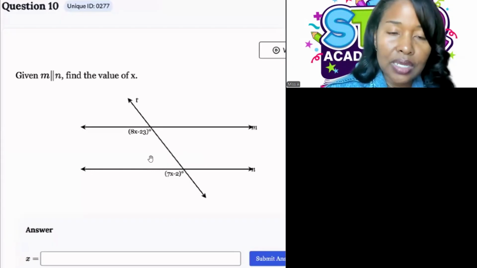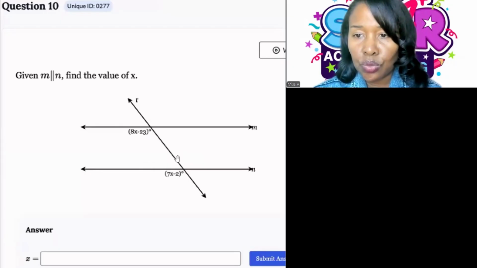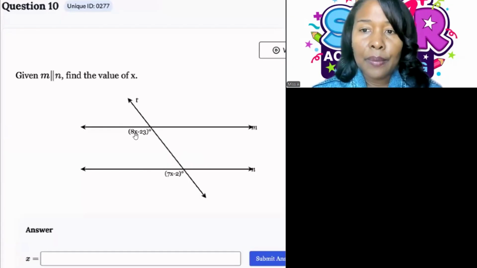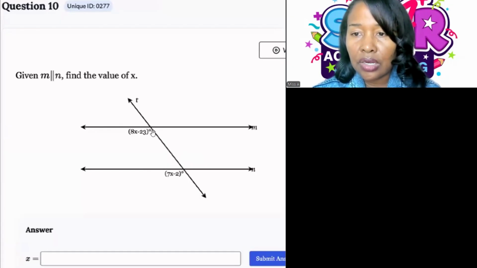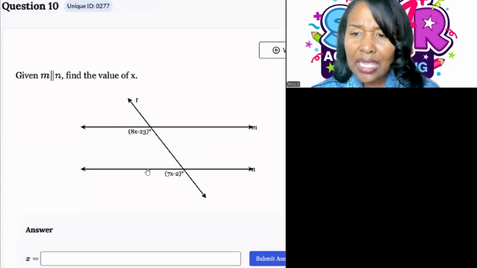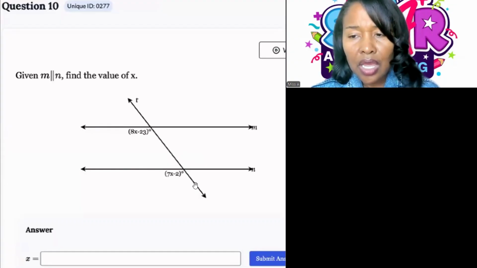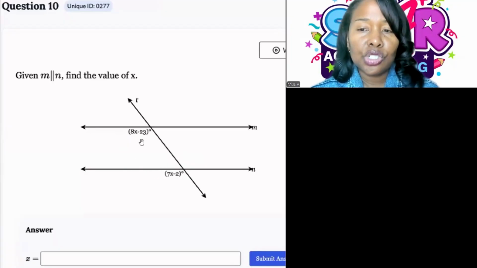I want you to notice the positioning. So we have our transversal, right? Look at this angle. Just imagine here to here. I see that is an obtuse angle. It's greater than 90 degrees. And then even here, another obtuse angle greater than 90 degrees. These are both positioned in the same part of this diagram.